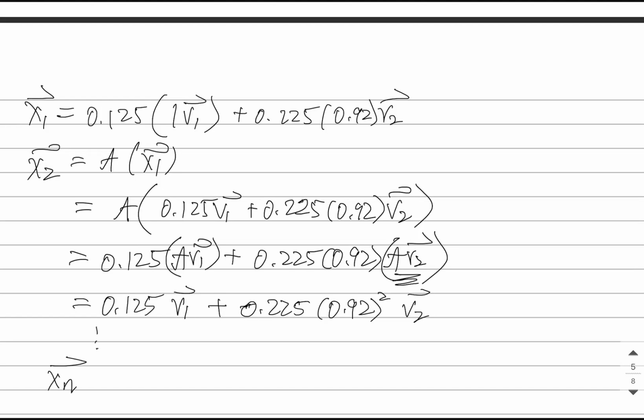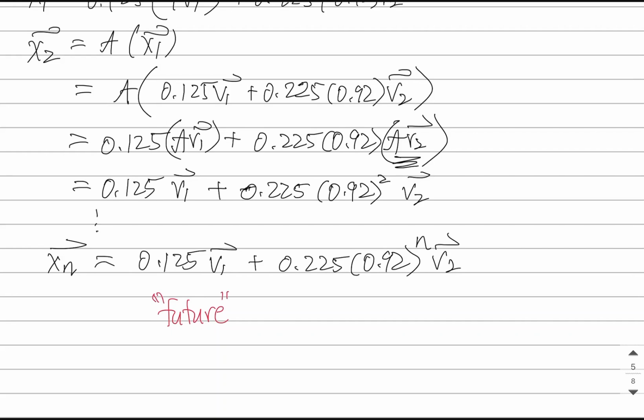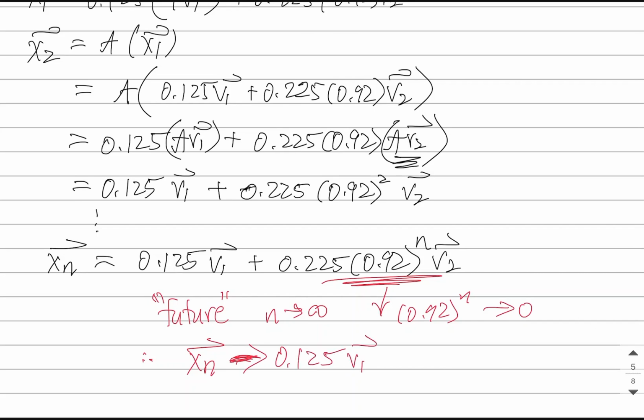So I'm hoping that you can see after a very long time, what's going to end up happening is that we'll get this type of result. So in the future, long in the future, n will go to infinity, and that means 0.92 to the power of n will go to 0. In the future, I can tell you exactly what this system is going to do. This system is going to approach 0.125 bunches of V1. That is what we'll call the steady state of this system. That's the solution that this system will converge to. So because of this eigenvalue and eigenvector machinery, we have been able to solve a long-term problem relatively straightforwardly.